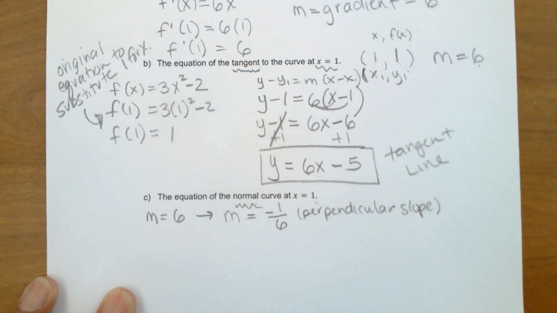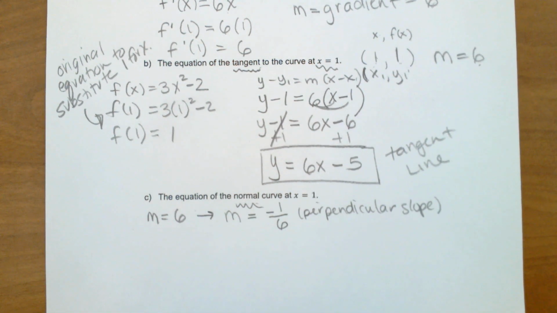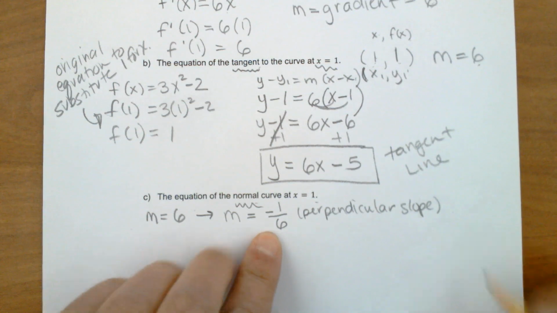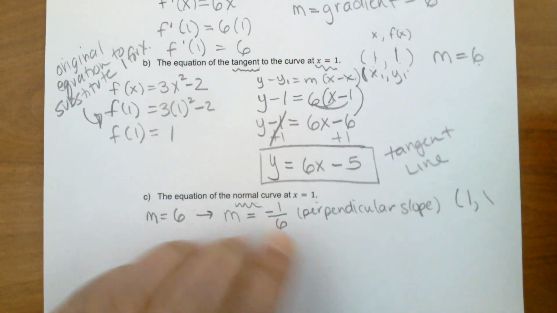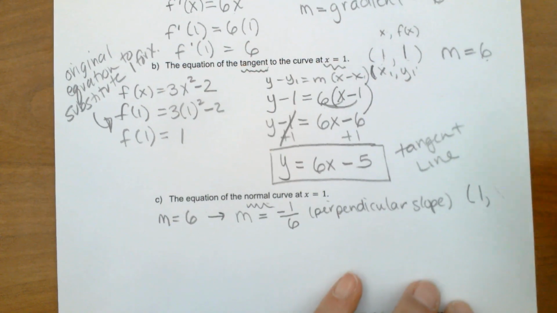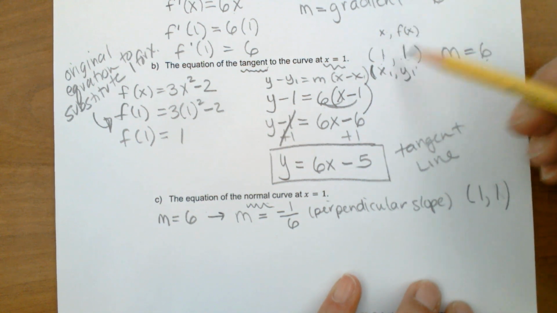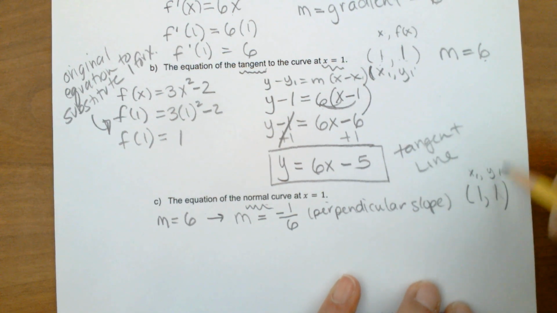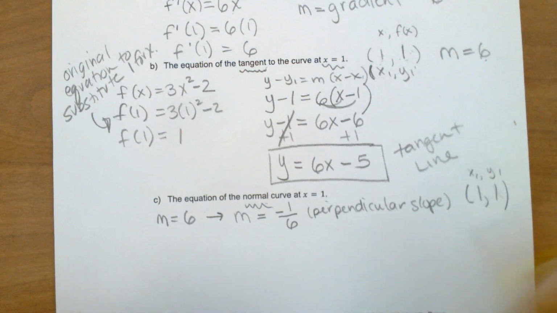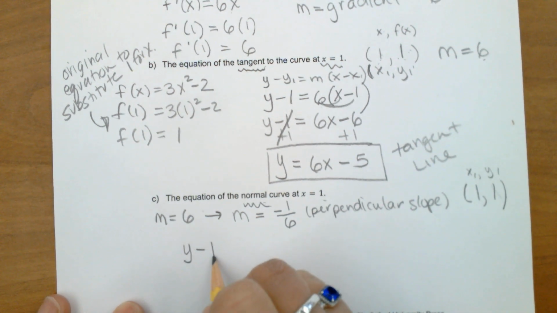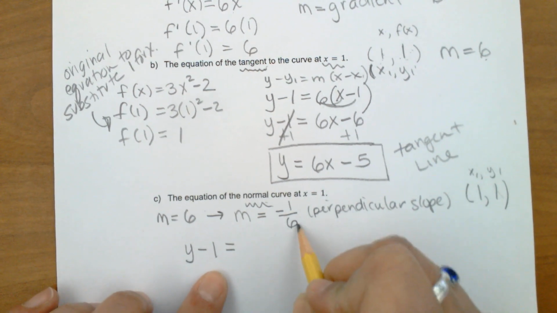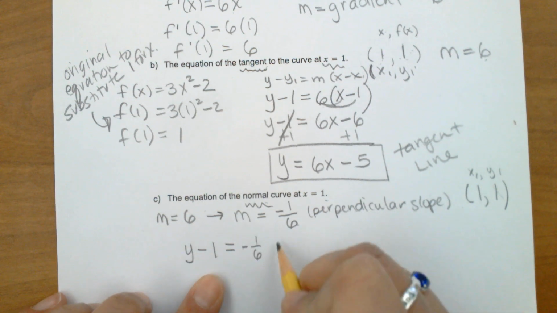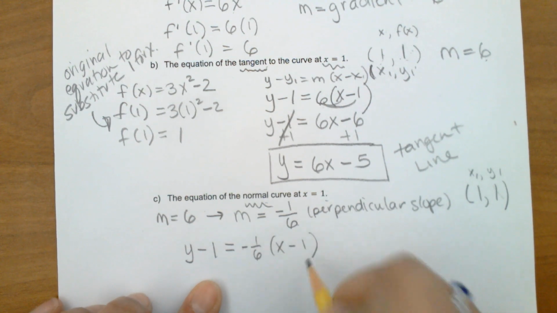You don't have to write "perpendicular" out, but I just wanted to show you what it was. Okay, so now that we have a perpendicular slope, we're going to use that, and we're going to use our x1, y1. All I did was transfer this x1, y1, so we're going to use that again. Once we have that, we're going to use our equation: y minus 1 equals my new slope, negative 1 over 6, times x minus 1.